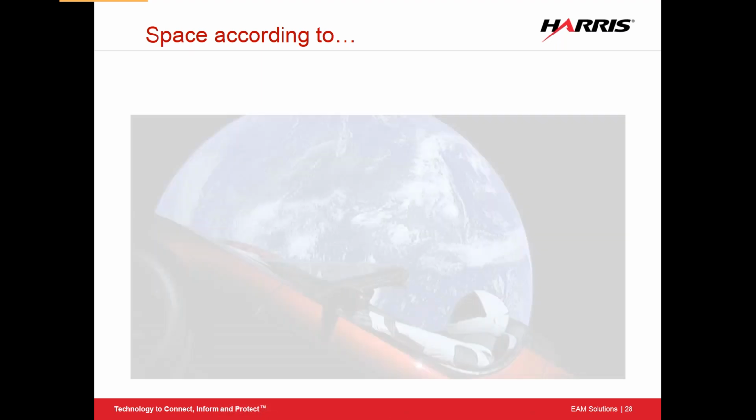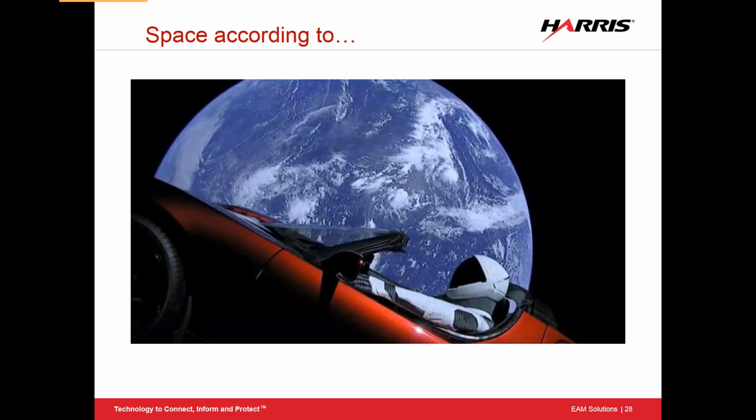Well, he had too many cars, so he decided he'd launch one of his cars, and he put Starman in there. And this is an actual photograph from the rocket that was up in space. This was just a few weeks ago. So that's just one of the perks of living on the Space Coast.